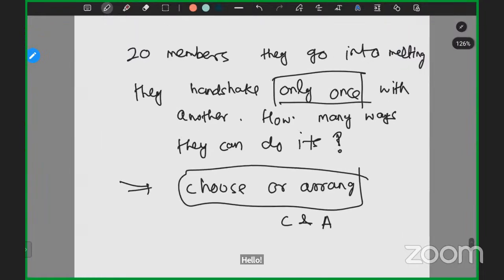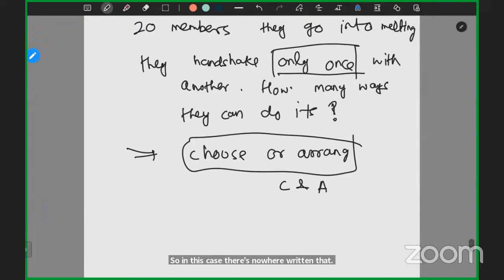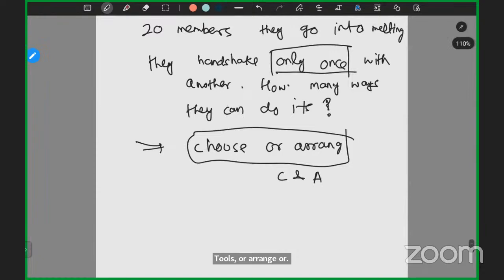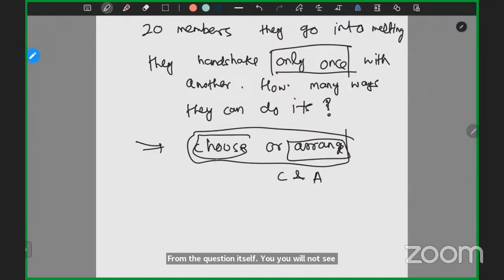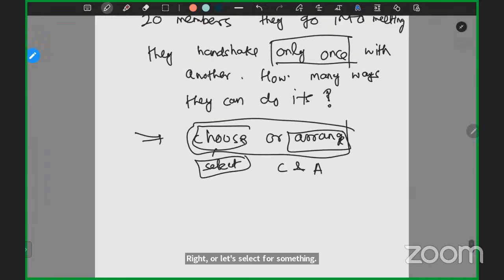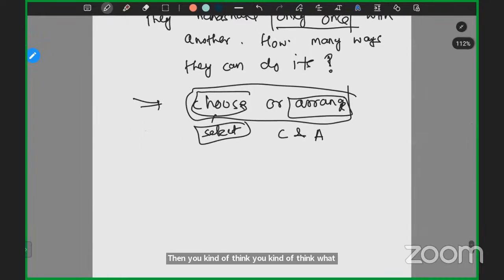In this case, there is nowhere written whether to choose, arrange, or do both. This kind of question you will come across, where from the question itself you will not see these words, like select or arrange. Then you have to think about what scenario is being pictured.